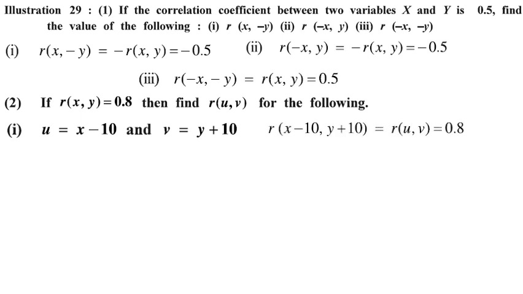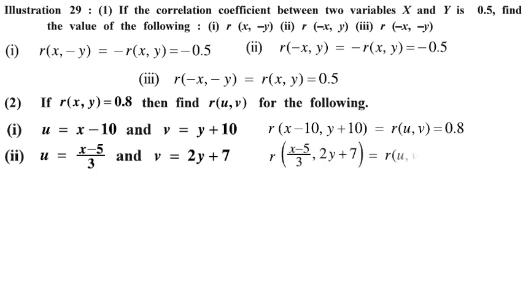The answer will be 0.8. The answer will be either positive or negative. There will not be any change in the value. It will not be multiplied, divided, added or subtracted. The second question, u is x minus 5 upon 3 and v is 2y plus 7. Here multiplication, division, addition, subtraction doesn't matter. x and y both are positive, so our answer will still be positive.